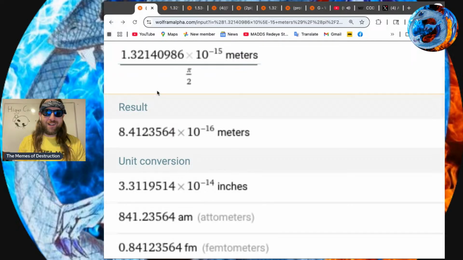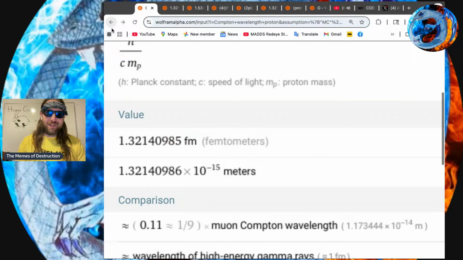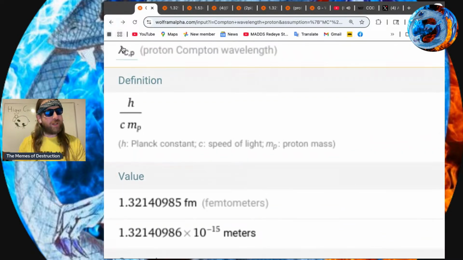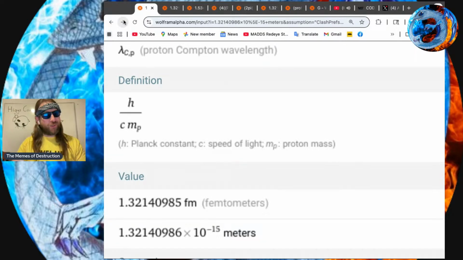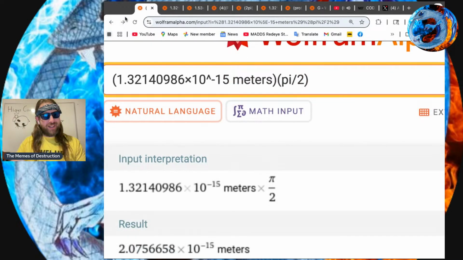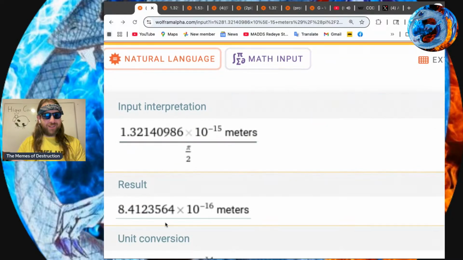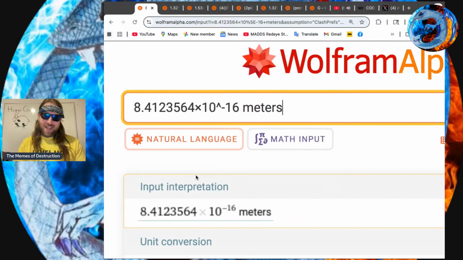Okay. So this is our Compton radius. So we're taking literally the Compton radius of the proton. Excuse me, it's Compton wavelength. I apologize, I've been saying radius. It's the wavelength. We want to be precise. All right, so it's this number here. We go through that. We then divide it by pi divided by 2. We get this number. Let's click this number, and let's paste the other number we had. Okay. Maybe it's the same number.